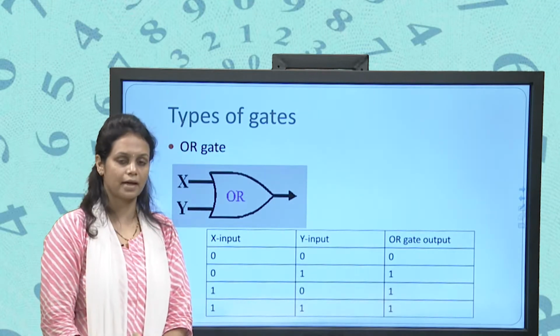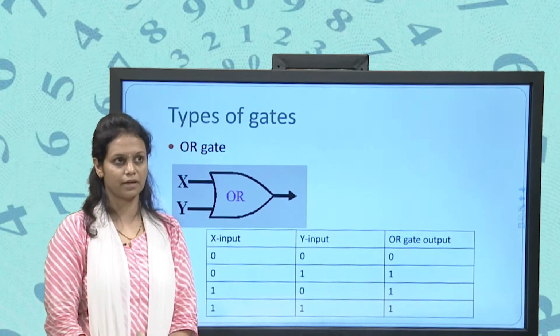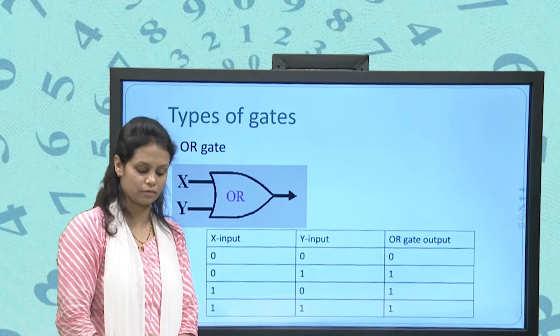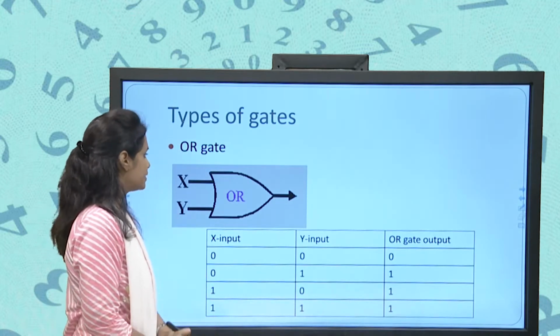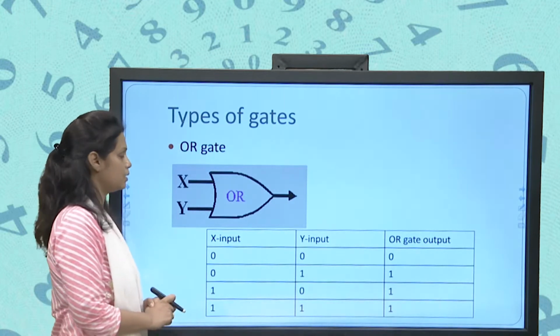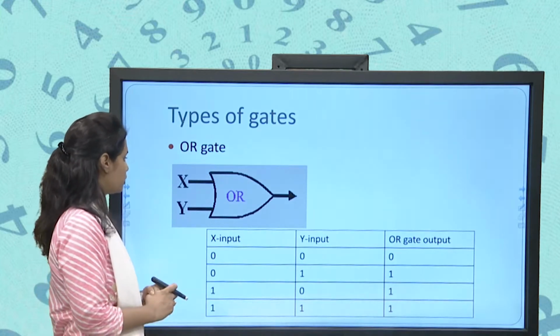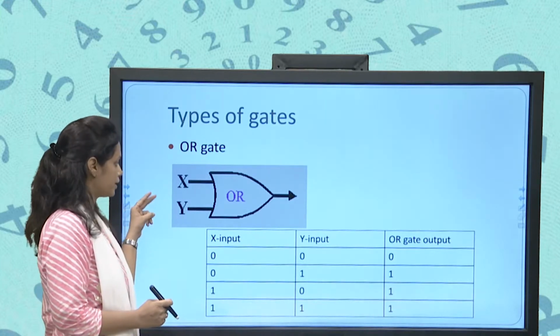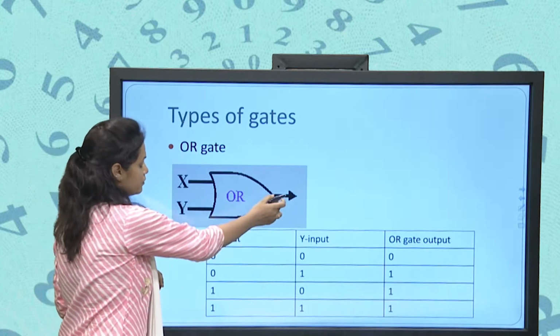Now, we will see the types of gates. There are some types of gates. We will see each and every type with an example one by one. First gate is the OR gate. What is the input in the OR gate? There are two inputs in the OR gate, X and Y, and it will generate the output.